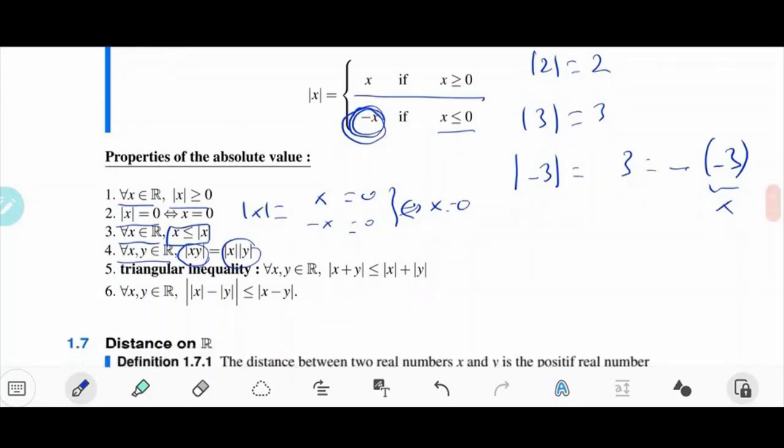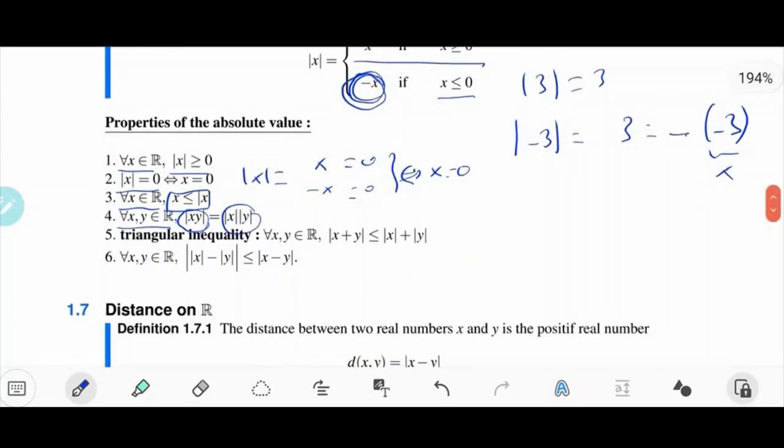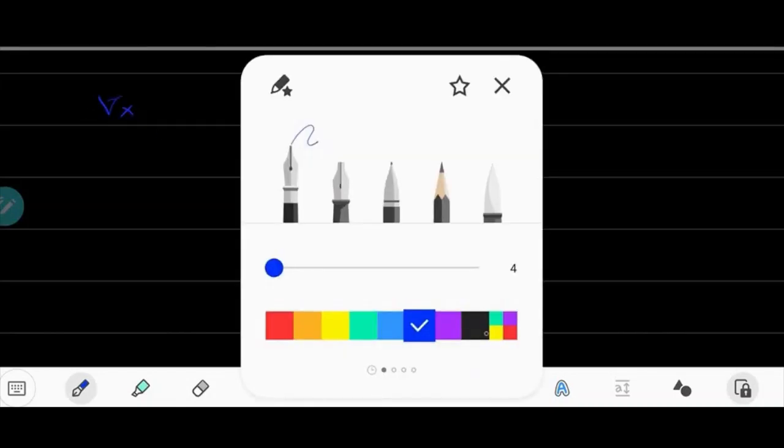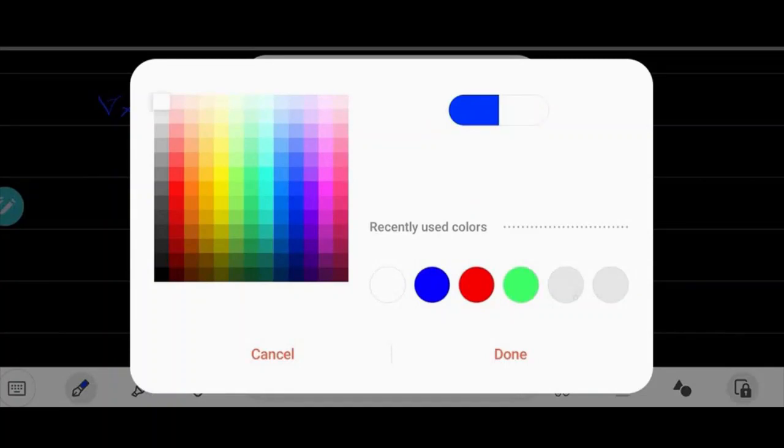Now we have the two last inequalities that I will prove in here. First, the triangular inequality that says that if you take x, y in R, then you have the absolute value of x plus y less or equal than the absolute value of x plus the absolute value of y. Why is that?